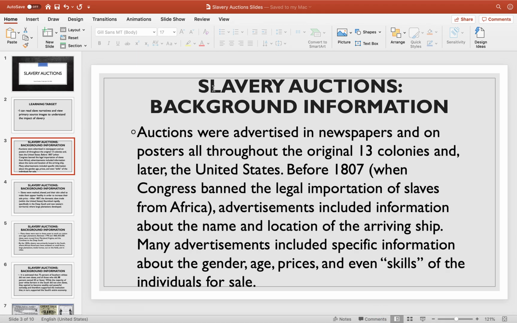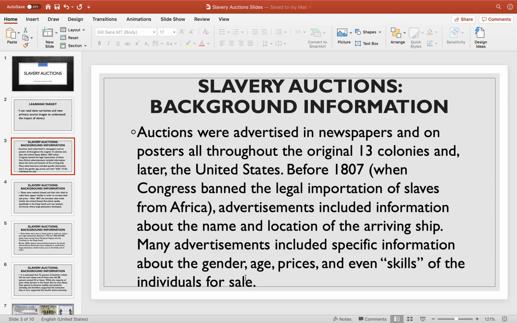So, here's some background information about slave auctions. Auctions were advertised in newspapers and on posters all throughout the original 13 colonies and later the United States. Before 1807, which is the year that Congress banned the legal importation of slaves from Africa, advertisements included information about the name and location of the arriving ship. Many advertisements included specific information about the gender, age, prices, and even skills of the individuals for sale.